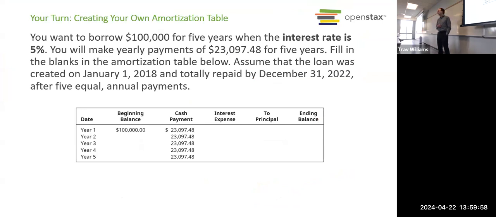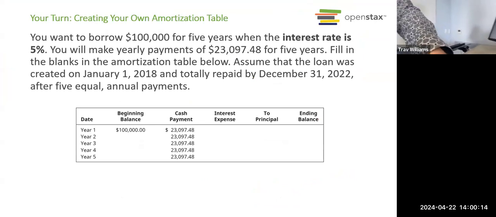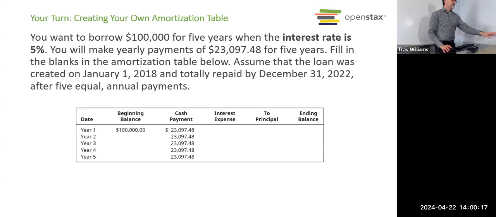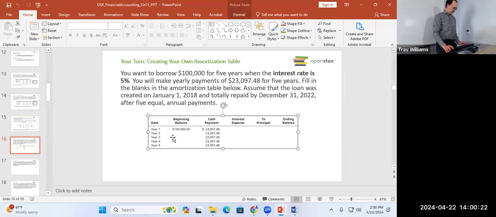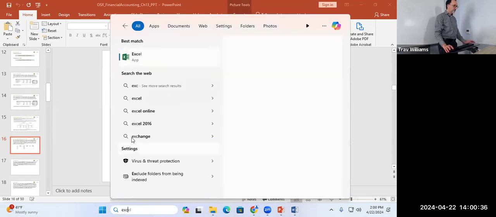So let's practice what we've learned here. Let's go ahead and amortize this loan together. In fact, what I'm going to do is paste this into a Word document. Maybe an Excel spreadsheet would be better.